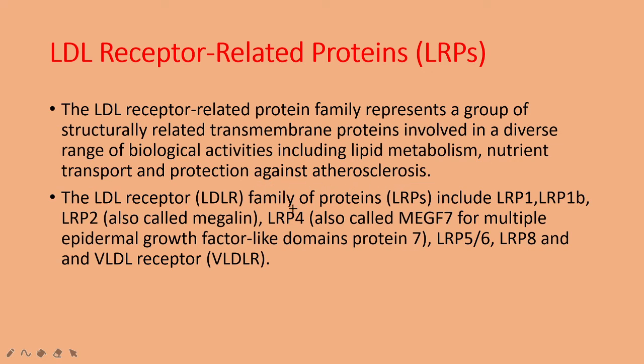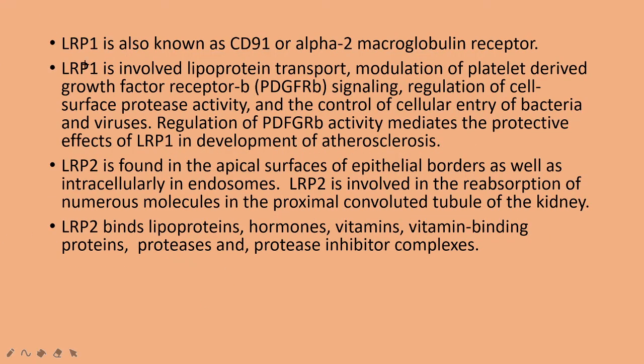This LDL receptor family of proteins includes LRP1, LRP1b, LRP2, which is also called megalin, LRP4, also called MEGF7 for multiple epidermal growth factor-like domains protein 7, and LRP5, 6, LRP8, and VLDL receptors. So these are various other types of LRP receptors. Then LRP1 is also called CD91 or alpha 2 macroglobulin receptor.